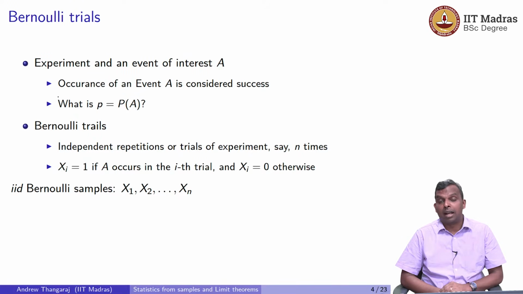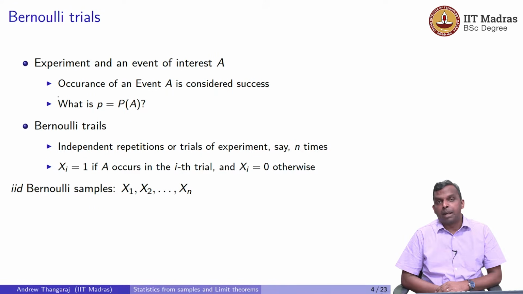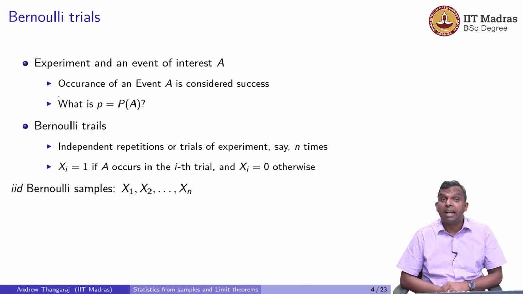So if Xi I define as the random variable which is equal to 1 if A occurred in the ith trial, and it is 0 if A did not occur in the ith trial. So that's the definition for Xi. You can see it's a Bernoulli distribution, and it takes value 1 with probability of A, and takes value 0 with 1 minus probability of A. And for different values of i, these random variables are independent. Okay, so you have X1, X2, so on till Xn. These are independent and identical Bernoulli samples.